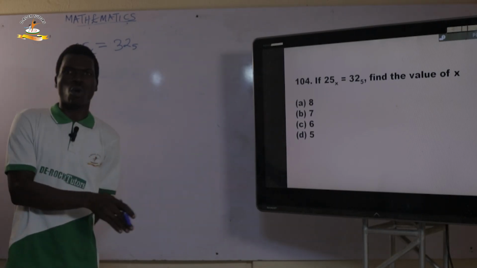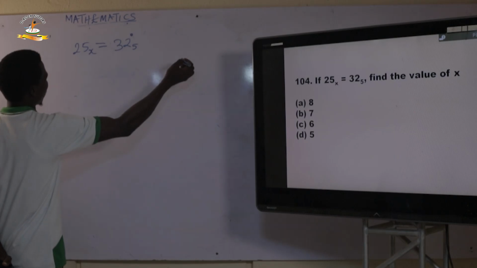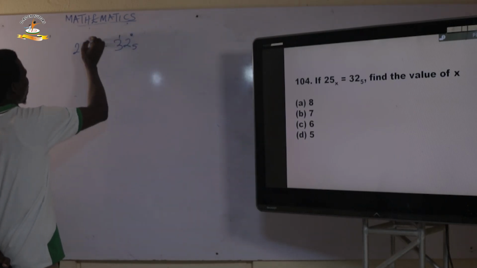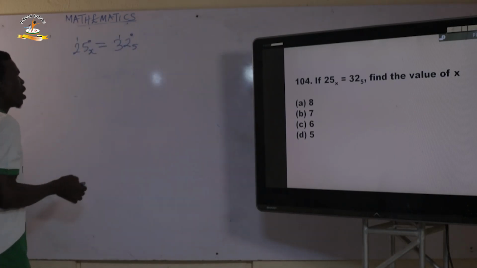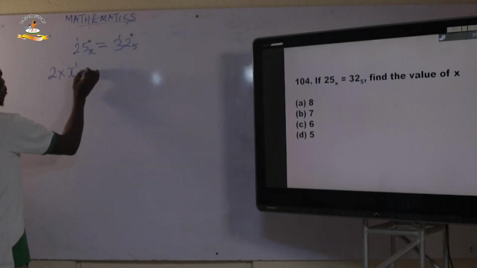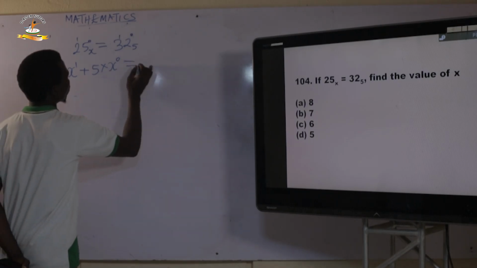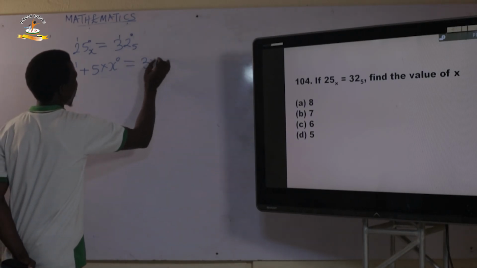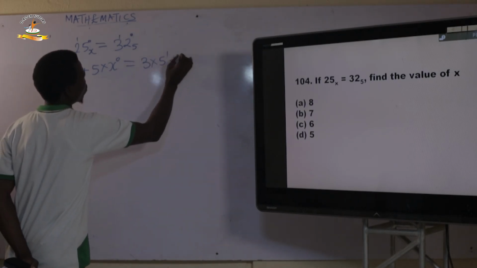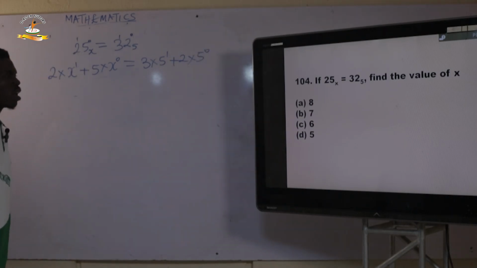We bring both to what? Base 10. And don't forget how to go into base 10. Start from the right hand side, 0, 1. Also here, 0, 1. And what do we do? 2 multiplied by x raised to the power 1 plus 5 multiplied by x raised to the power 0 must be equals to what? 3 multiplied by 5 raised to the power 1 plus 2 multiplied by what? 5 raised to the power 0. And what do we do?